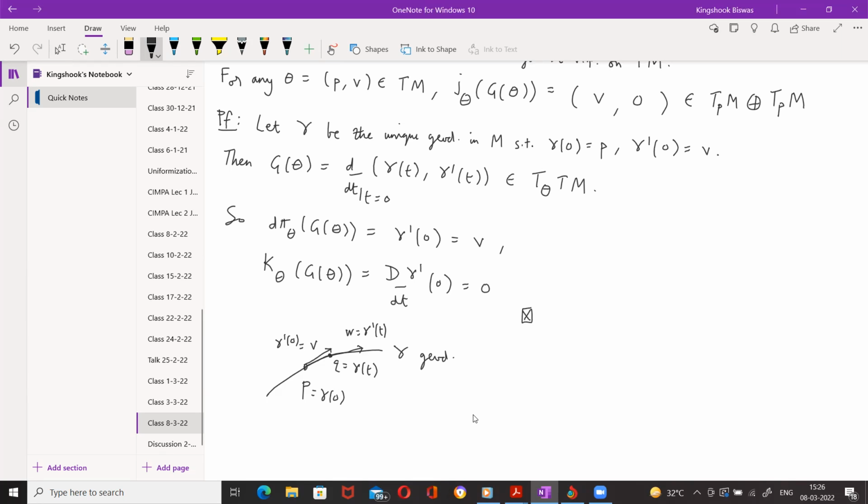Yes. Okay. So the geodesic vector field in these coordinates takes a very simple form. It's just (V, 0).